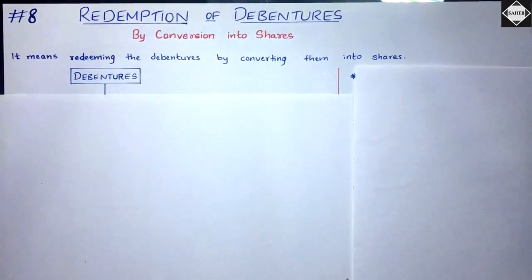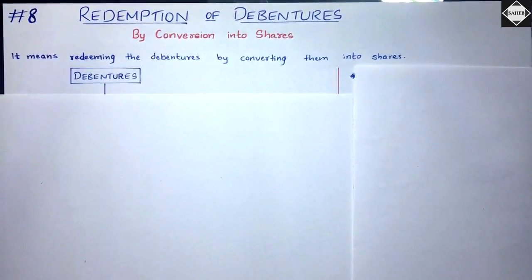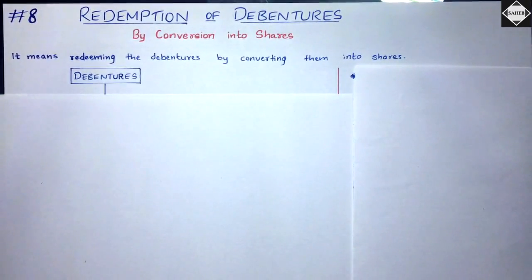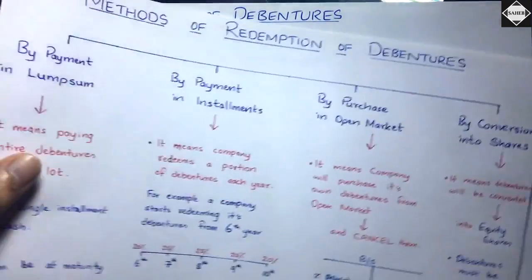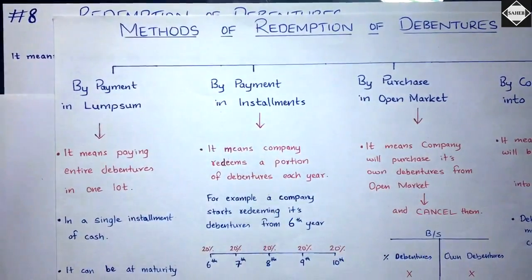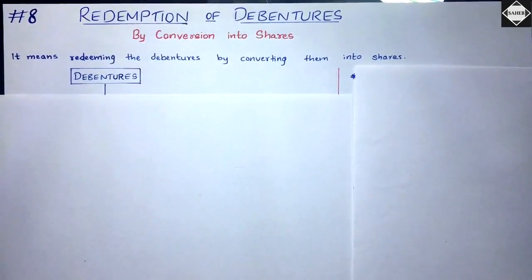But before going into this video, please make sure you have watched the previous 7 videos of this chapter. Some of the videos are Silver Club only videos and some are free, so you have to see that in the playlist. We have covered until now 2 methods of redemption. The first one was the lump sum method, and then we also saw the installment method in the previous video. Now let's get back to this video and understand this method, conversion into shares.